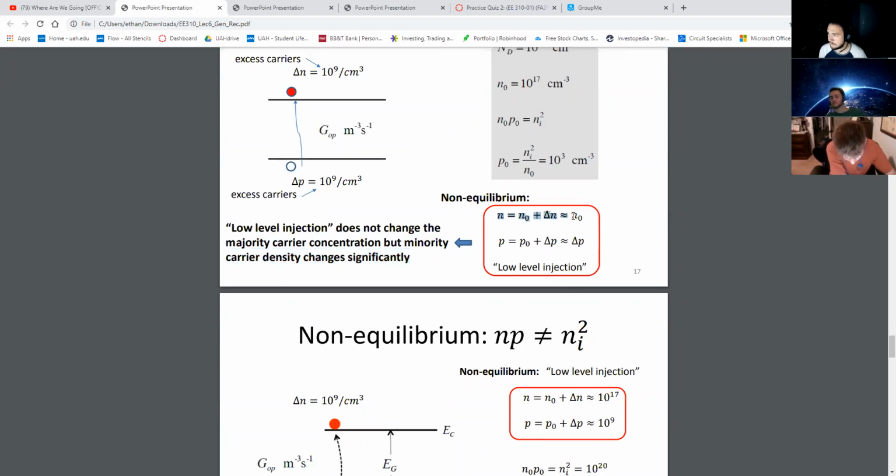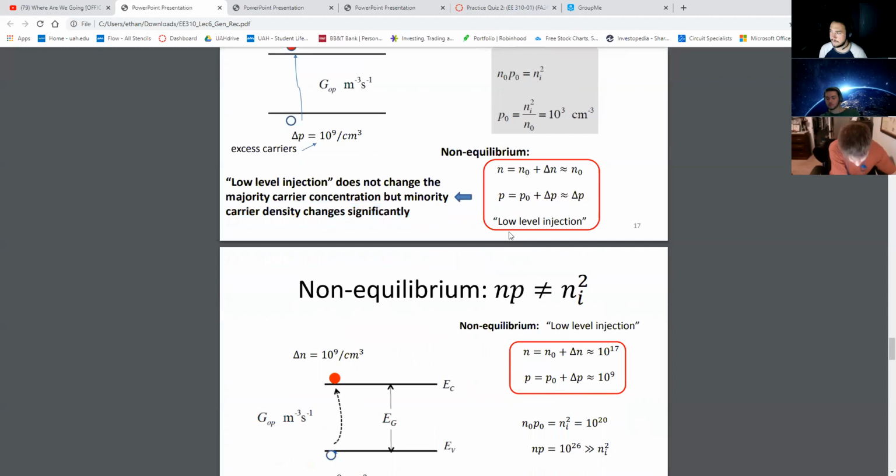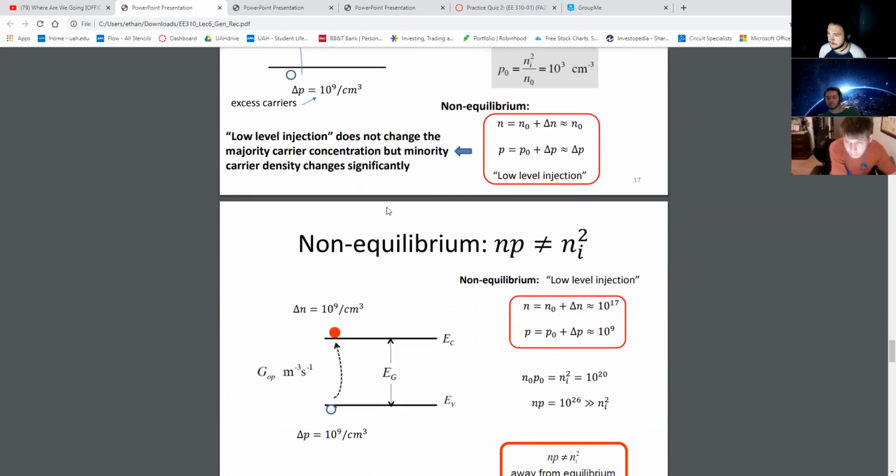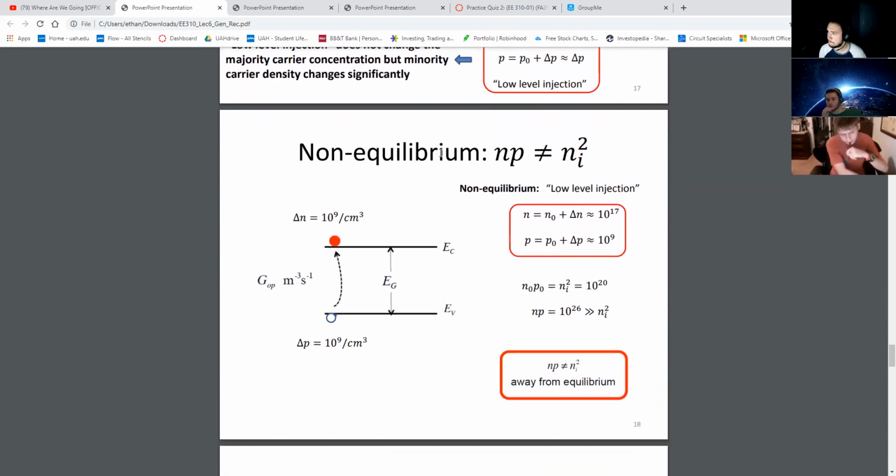Whatever your majority is, its changes are negligible, so it stays the same, and whatever your minority is, its changes are excessive, so the changes take over. And that's what we define as low level. This isn't something you need to write down as a formula. You can if you'd like, but all the questions we're doing assume we're in low level injection, so we don't need to consider any changes in our majority carriers.